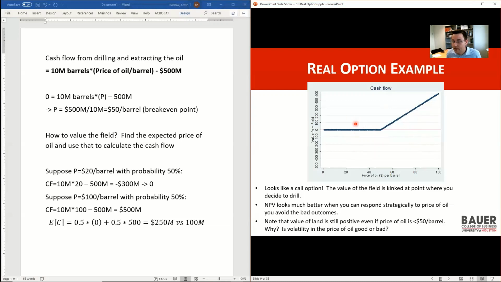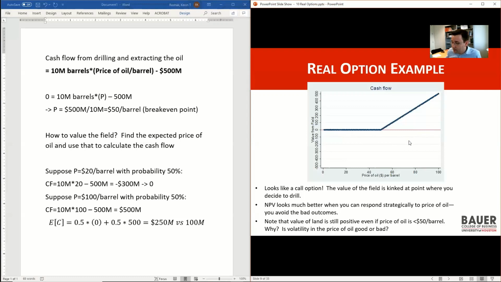Okay, so again, suppose that the price of oil is $20. Well, if it stays at 20, then the field is worth nothing, right? So that's a bad thing for you. But if the price is volatile and it can move a lot, then maybe it could move to 100, and then you can get a big positive payout there. Okay, so volatility is a good thing.